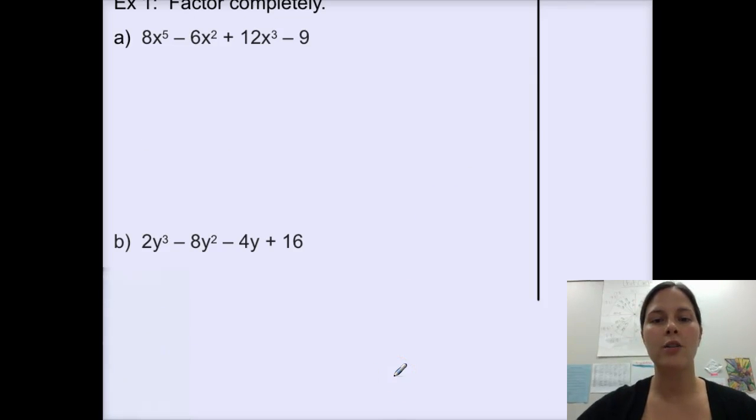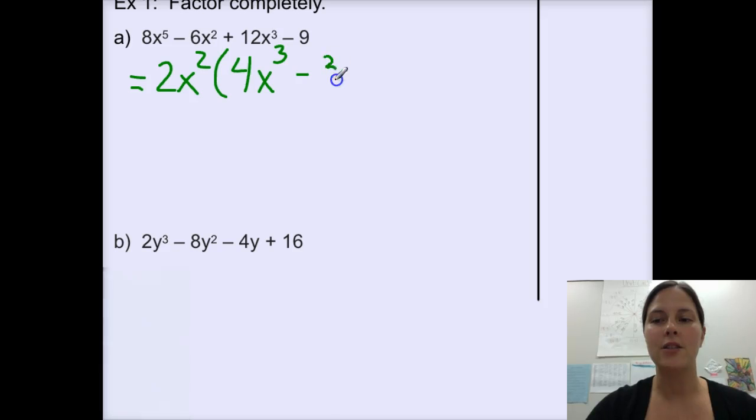Again, we've got our quadnomial, so we'll split it into 2 and find the GCF for each piece. So for our first 2 terms, we've got a common factor of 2x squared. Dividing 2x squared out of each piece, we've got 4x cubed minus 3. For our second 2 terms, that 12x cubed minus 9, we've got a common factor of 3. Dividing each term by 3, we have 4x cubed minus 3.